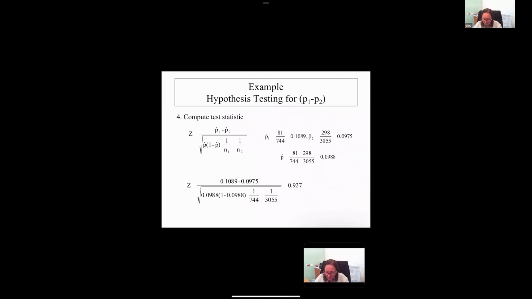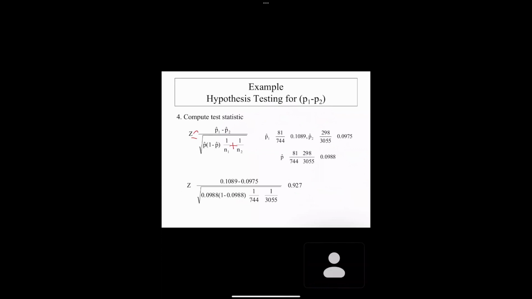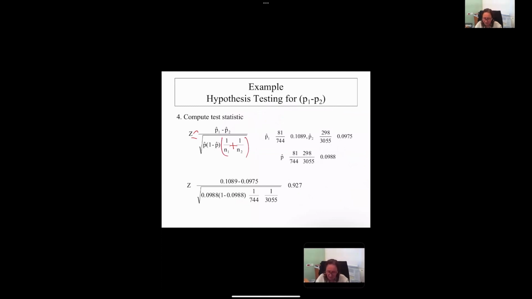So again, the computed test statistic is Z. Sorry, I apologize. You don't see all the signs, right? They're not there. I don't know why we don't see all the signs. Okay, so it's P1 minus P2. This is equal, this is equal, this is equal, and this is plus.